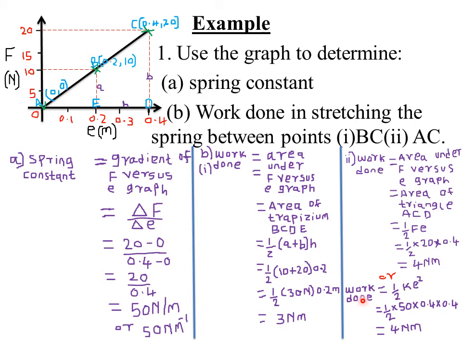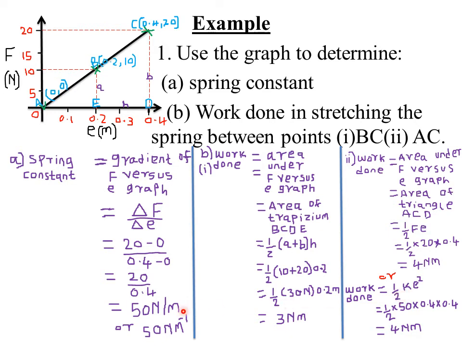And the formula was that the work done will be equal to a half Ke squared, where K is the spring constant and e is the extension. So alternatively, you can also use this formula, and you are seeing that for that case, the work done will be a half Ke squared. K is the spring constant.